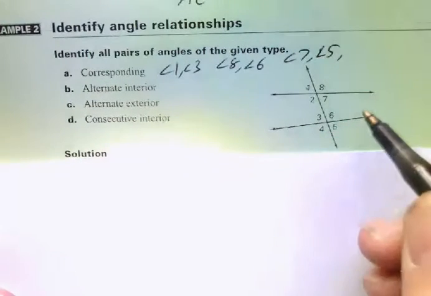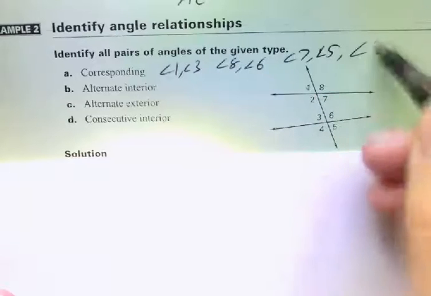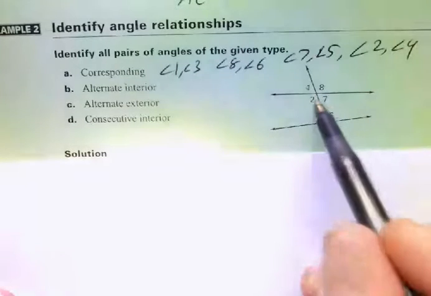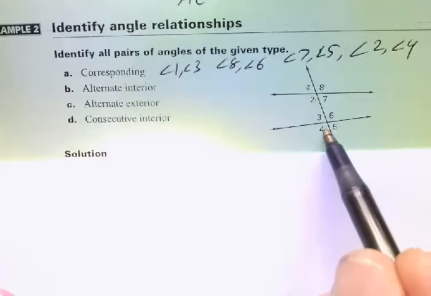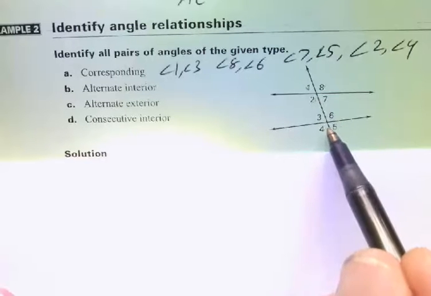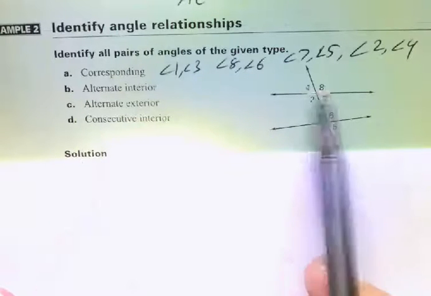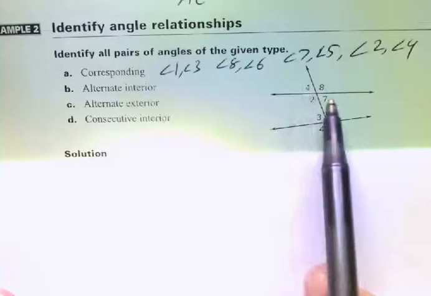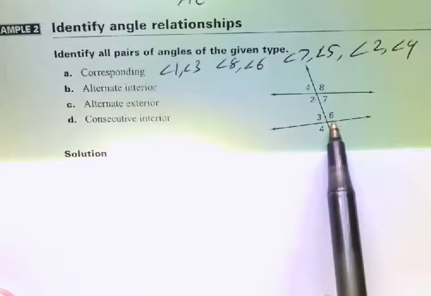And last but not least, what did I miss? I did 2. How about 2 and 4? Angle 2 and angle 4. All of those, if you start with one angle, have a match in the other group in the same position. So remember, all these new ones go from one group to the other. We're not talking about linear pairs. We're not talking about vertical angles like we did before. That would be in one group. All these new ones go from one group to the other group.